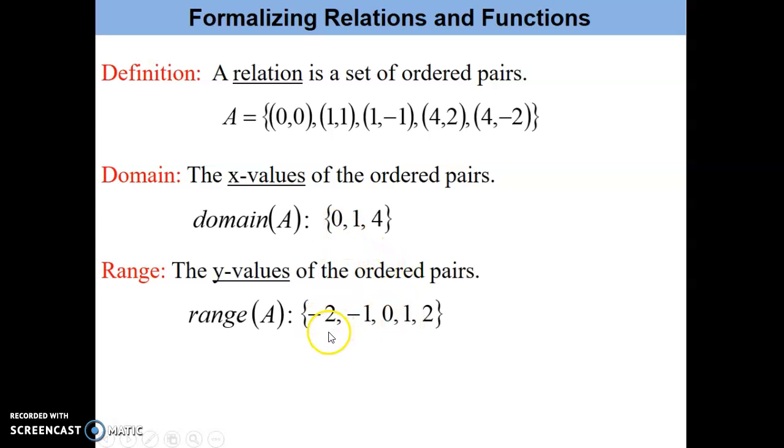So the y values, up here, just the y values, we had 0, 1, negative 1, 2, and negative 2. And when you put them in order from least to greatest, we have negative 2, negative 1, 0, 1, and 2. So again, the domain is just grabbing all the x values, the first number in the ordered pairs, and grouping them together from least to greatest. And the range is getting our y values up there and grouping them from least to greatest. So again, domain is the x values, range is our y values.